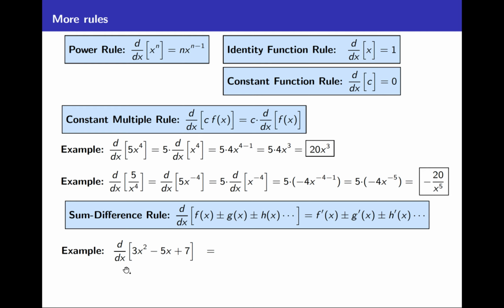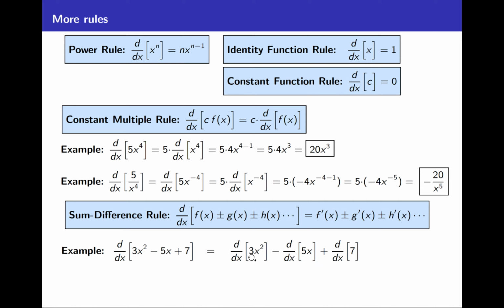Let's do an example. The derivative of 3x squared minus 5x plus 7 would be, well, according to the sum difference rule, the derivative of the first function, d dx of 3x squared, then minus the derivative of that second function, d dx of 5x, plus the derivative of the third function, d dx of 7. So now we've got three separate derivatives.